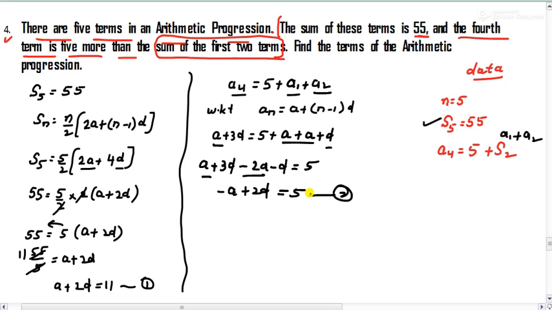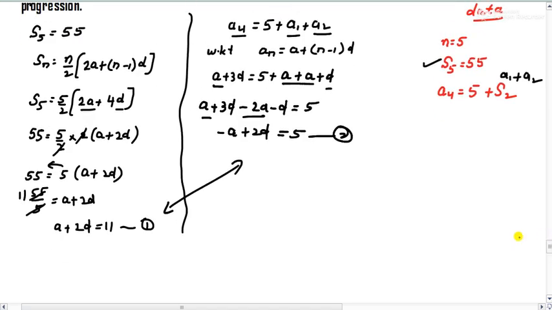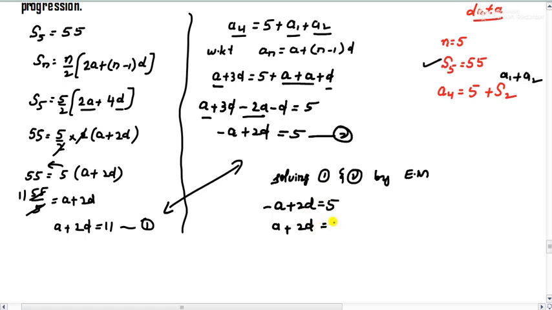Okay, so now you can solve these two equations, right? By which method? By which method are you going to solve? Yes, by elimination method. So just write minus a plus 2d equals 5, and a plus 2d equals 11.